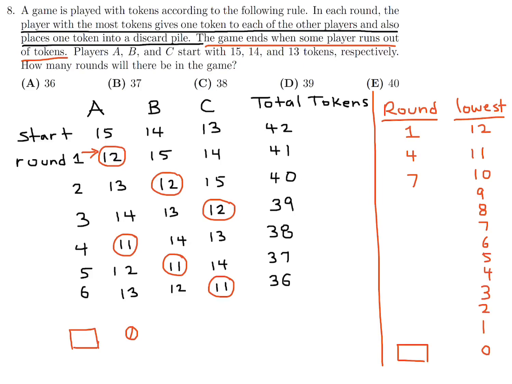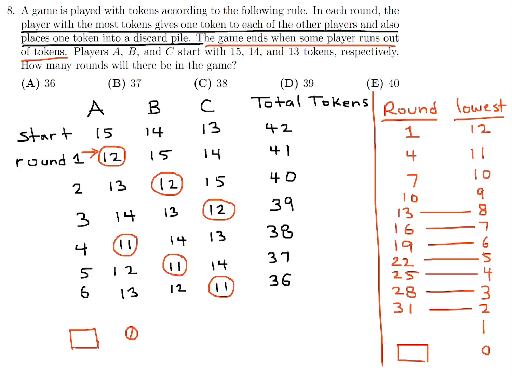And the round numbers are going up by 3 every time. So this is 10, this is 13, this is 16, 19, 22, 25, 28, 31, 34, and finally 37. There you go. So in the 37th round, the player who has the lowest will have 0, and that's when the game ends. So number 8, the answer is B.